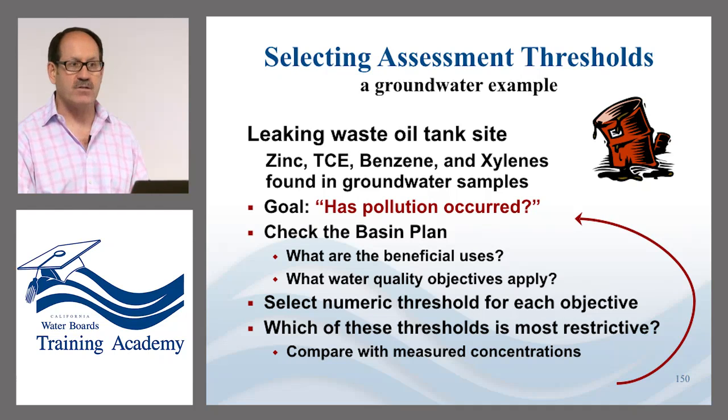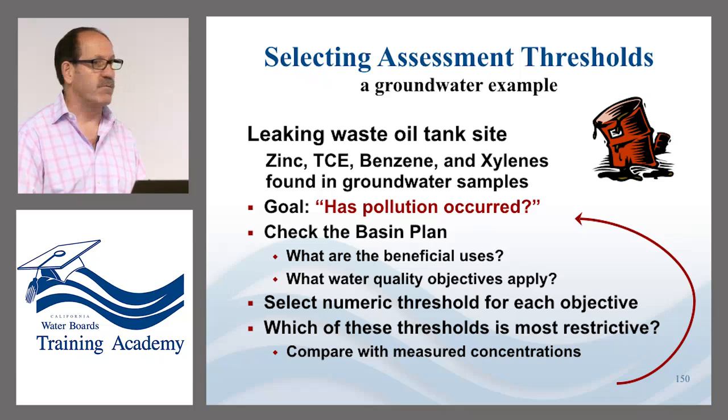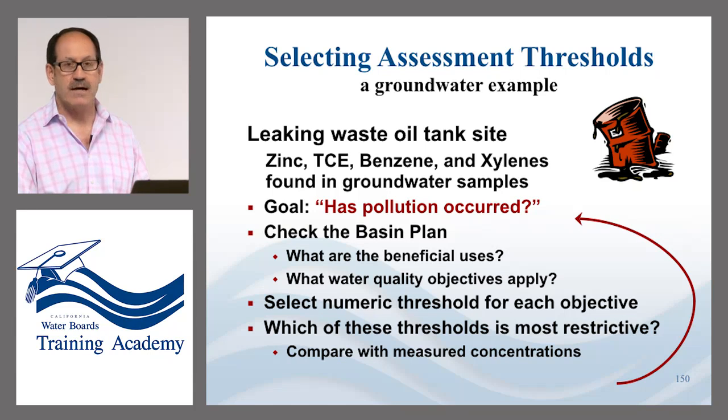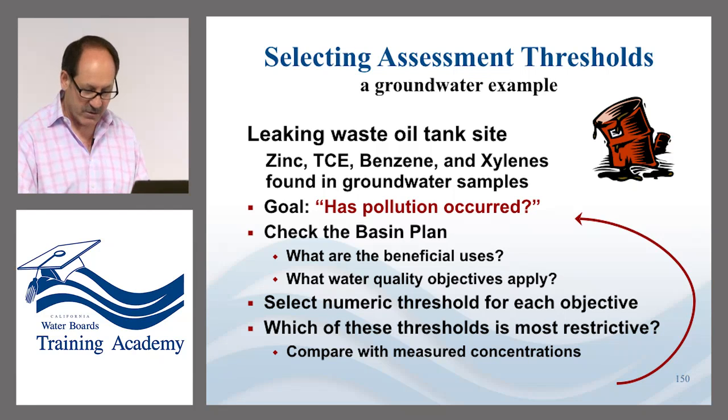If measured concentrations are above the assessment threshold, you have a violation of one or more water quality objectives, and you have essentially shown there has been pollution from that activity, which allows you to adopt a cleanup order or a cease and desist order or a lot of other things.